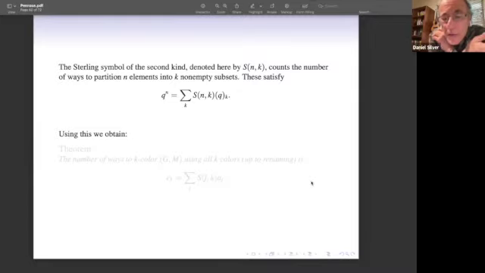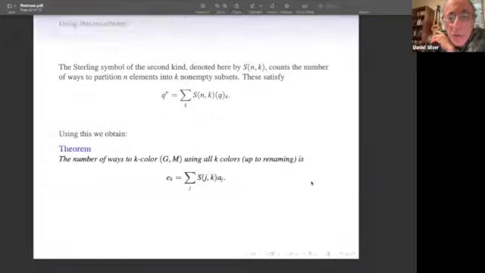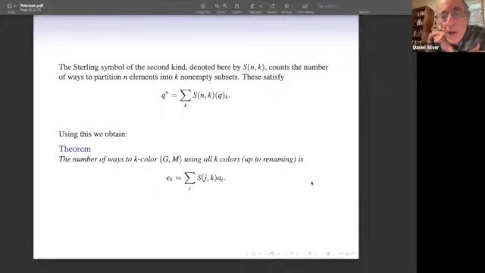So in the same way that we got this formula before for AK, now we get a formula for EK. These are the coefficients writing your polynomial in terms of falling factorials. EK is equal to the summation of Stirling symbols times the coefficients of the PK polynomial in terms of powers of Q.